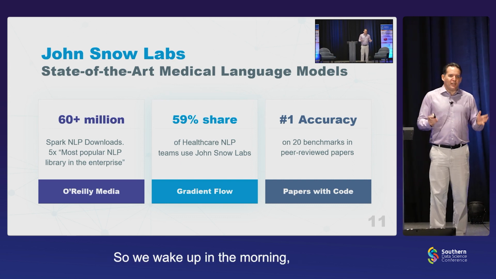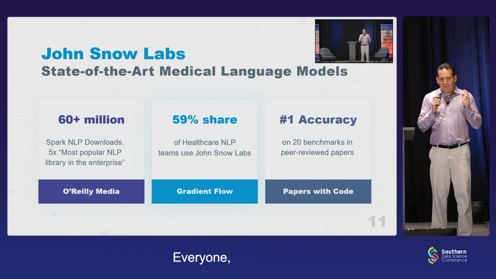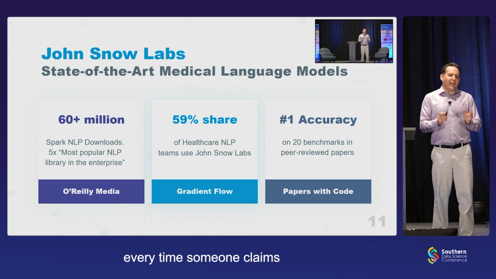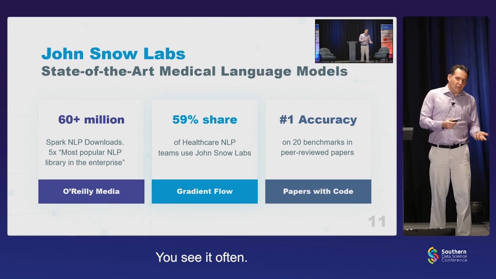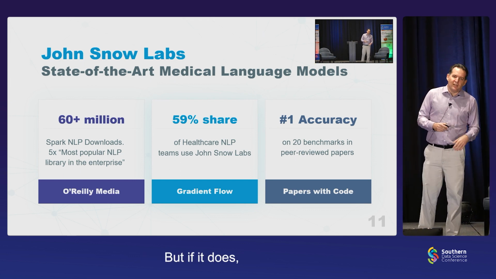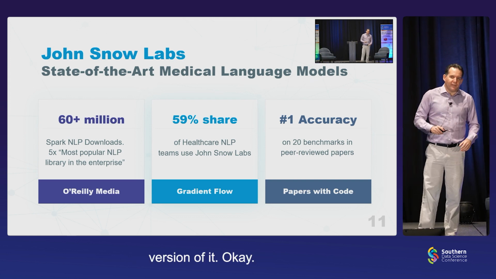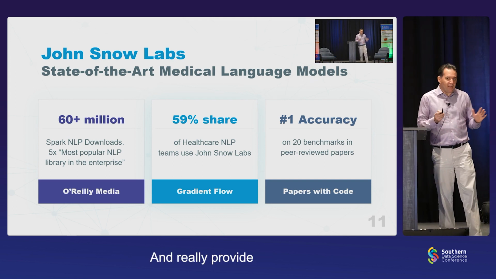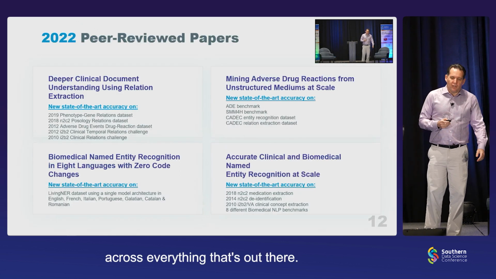So we wake up in the morning, we read all the new papers, we look at all the new open source models. Every time someone claims that they have something slightly more accurate, we try it, we reproduce it. Often it doesn't reproduce. If it reproduces, often it doesn't generalize. But if it does, our job is to give you the production-grade, trainable, scalable version of that, and really provide the best accuracy possible across everything that's out there.